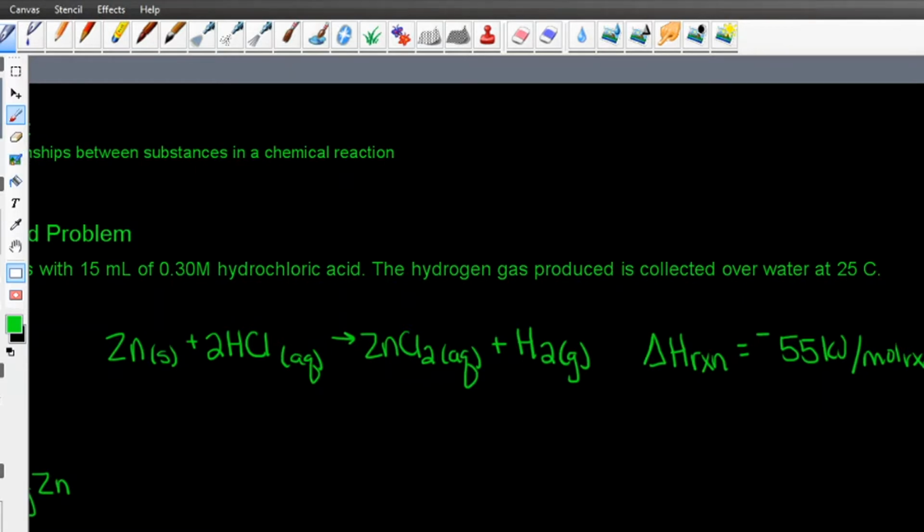Let's go ahead and practice our redox a little bit. Let's assign some oxidation numbers. Elements in their standard states are 0.